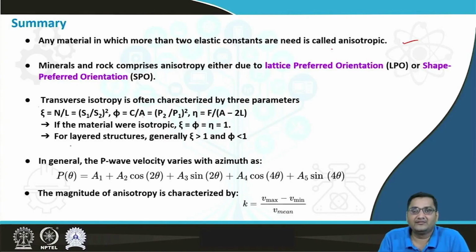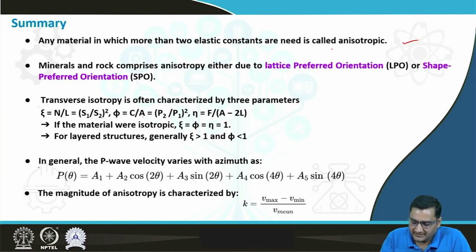If the material is isotropic, then all these parameters are equal to 1, and if it is a layered structure like for transverse isotropy, then zeta will be greater than 1 and phi will be less than 1.